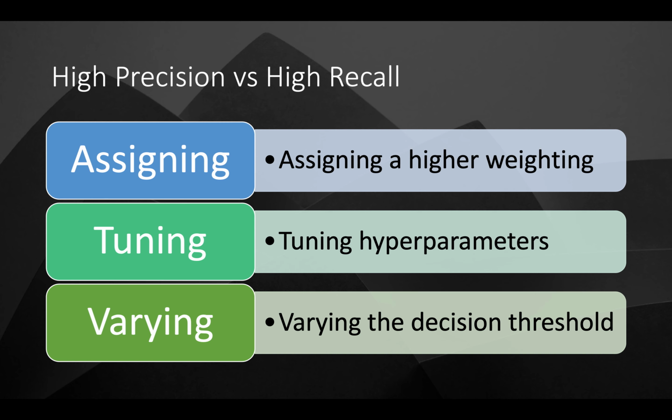Almost always in practice, we have to choose between a high precision or a high recall. It's usually impossible to have both at the same time. We can achieve either of the two by various means. For example, by assigning a higher weighting to the examples of a specific class. For example, the support vector machine algorithm accepts weighting of classes as input, so it depends on the algorithm as well. Or by tuning hyperparameters to maximize precision and recall on the validation set.